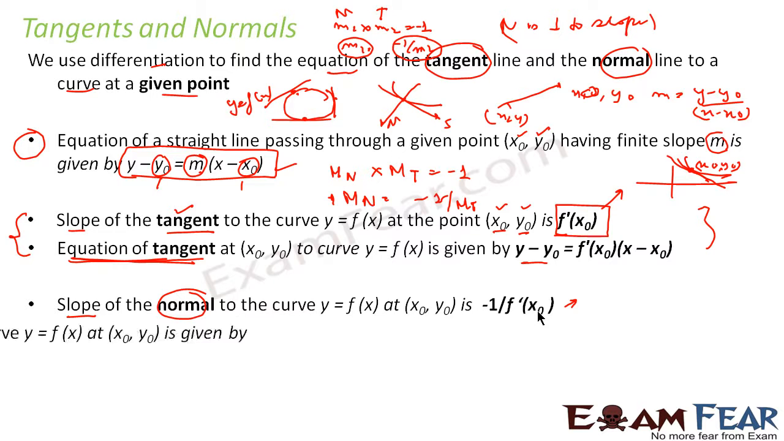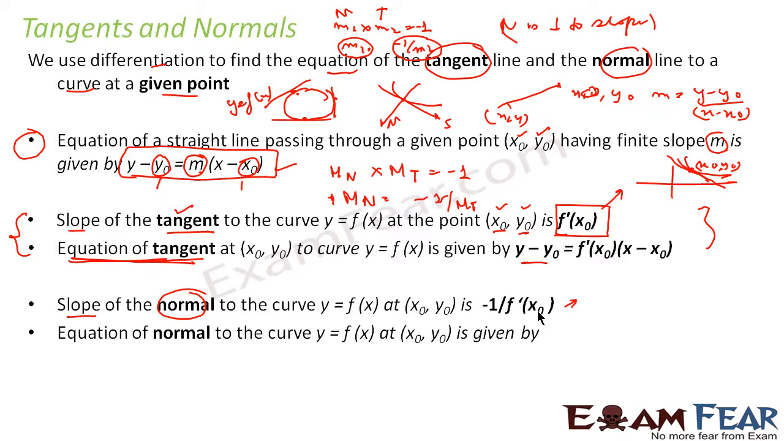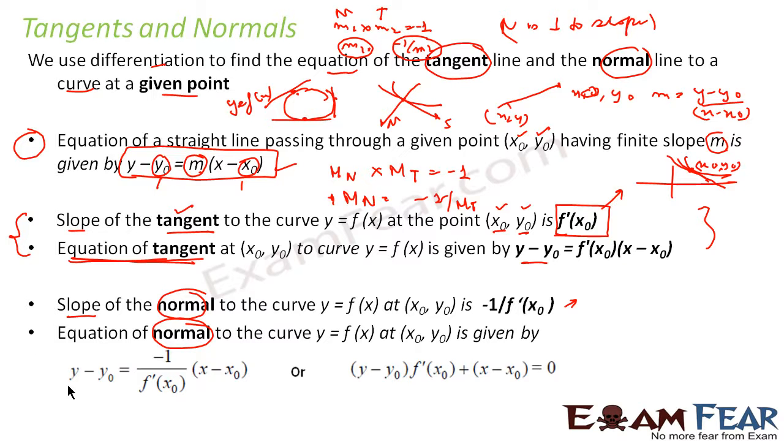So once I have slope of tangent, I can very well find the equation of tangent. Sorry, once I have slope of normal, I can very well find the equation of normal. That is nothing but same thing. y minus y naught is equal to m. Instead of m, I am saying minus 1 by f dash x naught into x minus x naught. Same thing, if you rewrite, you get this value. It is (y minus y naught) into f dash x naught plus (x minus x naught) is equal to 0. This is my equation of normal.